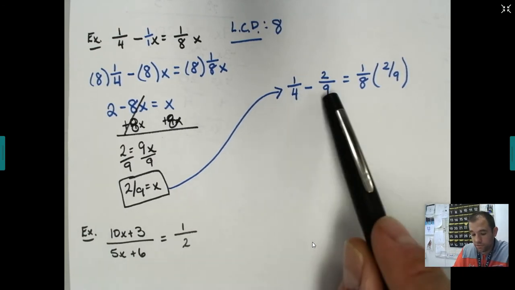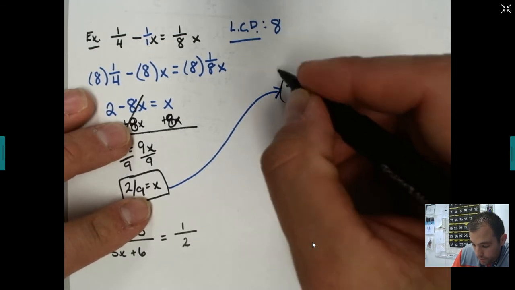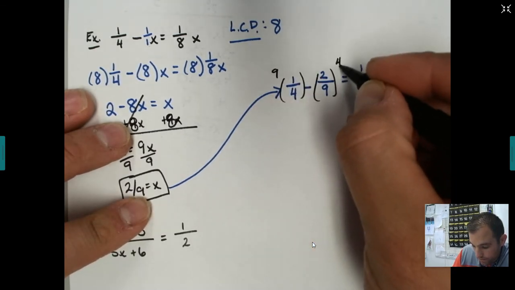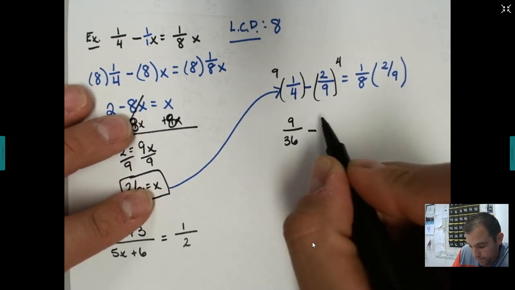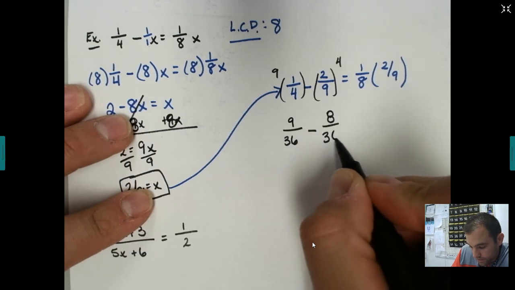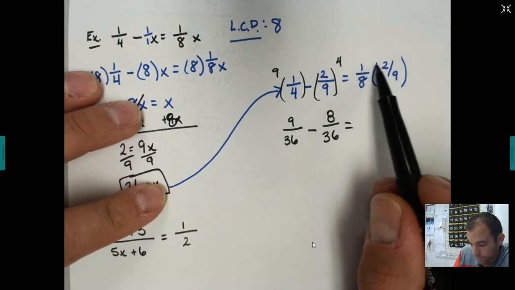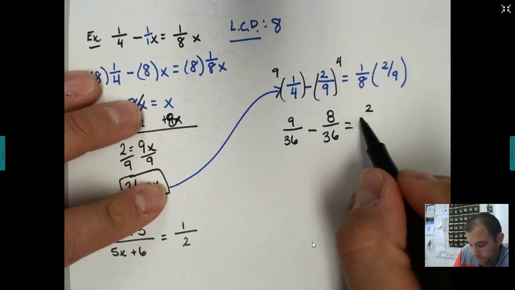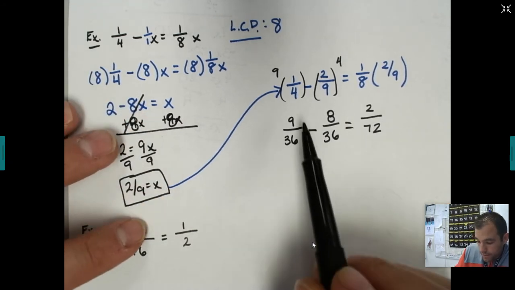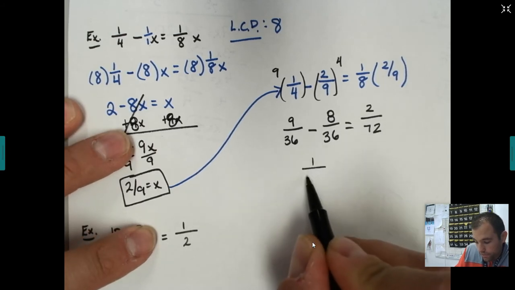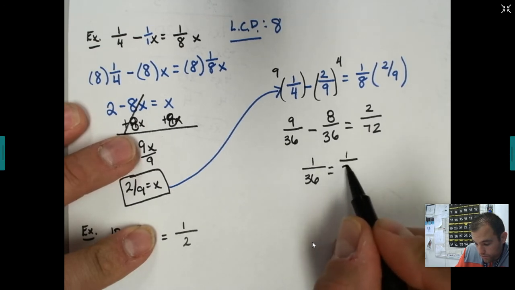In order to subtract fractions, we have to get a common denominator, right? So I would multiply this first one by 9 and the second one by 4 to get a common denominator. So that would be 9 over 36 minus 8 over 36. Then over here, to multiply fractions, multiply top times top, bottom times bottom. So that's 2 over 72. And now we can simplify. 9/36 minus 8/36 is 1 over 36. 2 over 72, I could reduce that to also 1 over 36.